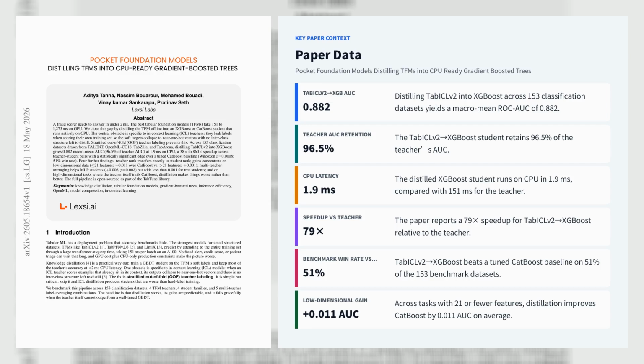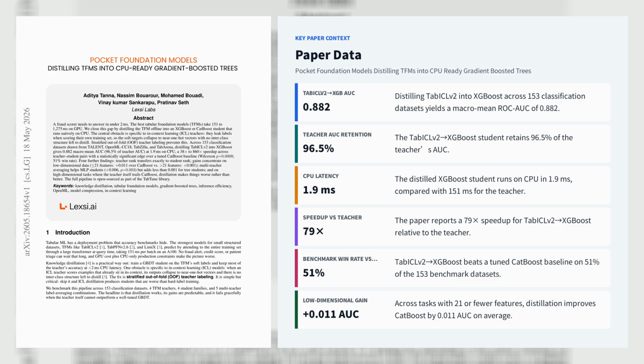Let's explore the third paper, Pocket Foundation Models: Distilling TFMs into CPU-ready gradient-boosted trees. Pocket foundation models shows that tabular foundation models such as TabICL-v2, TabPFN-v2.6, LimiX, and Orion-MSP can be compressed into CPU-ready, gradient-boosted tree students without most of their accuracy loss, but only if the teacher is labeled out of fold. The key novelty is that in-context learning teachers leak labels when they score examples from their own training context, collapsing soft targets to near one-hot vectors. Stratified 5-fold out-of-fold labeling restores usable interclass structure for distillation.